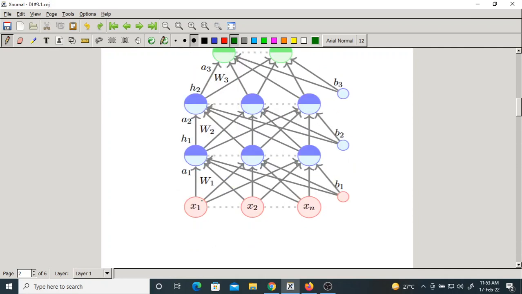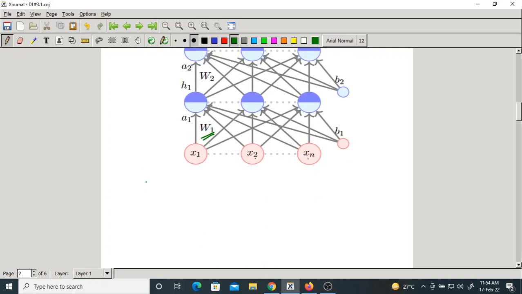Now what is W1? Actually, each input is connected to each neuron in the first hidden layer. X1 is connected to all n neurons. X2 is also connected to all n neurons, and so on, up to Xn, also connected to all n neurons in the first hidden layer. X1 is connected to the first neuron and so on up to the last neuron. X2 is connected to the first neuron, second neuron, and the last neuron. So each input is connected to all n neurons in the first hidden layer.